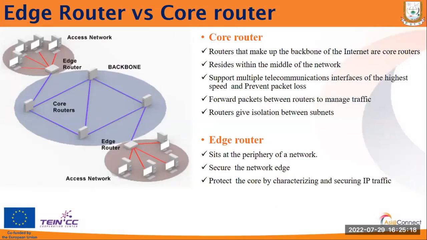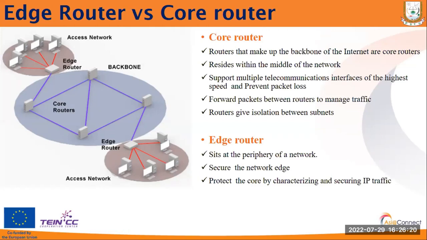Okay, so let's go through edge router versus core router. Mainly the routers that make up the backbone of the network are called core routers. And you can see in this picture, right? This is the core router, and they all reside in the middle of the network, rather than the periphery. This is the center and the core router is in the middle point, but not in the periphery. A core router must be able to support multiple telecommunication interfaces of the highest speed in use in the core internet, and must be able to forward packets, maybe IP packets, at full speed to all of them.